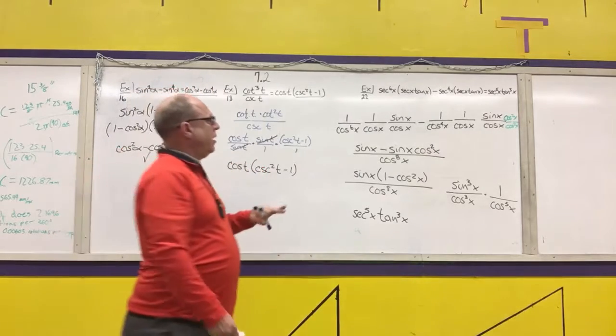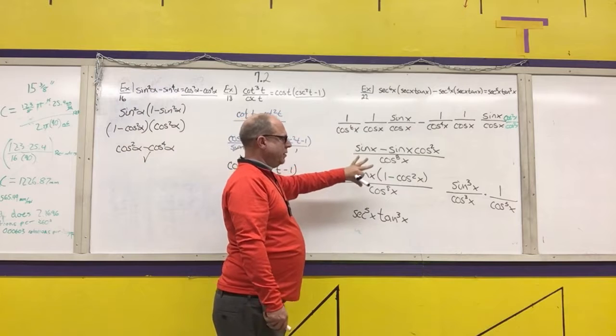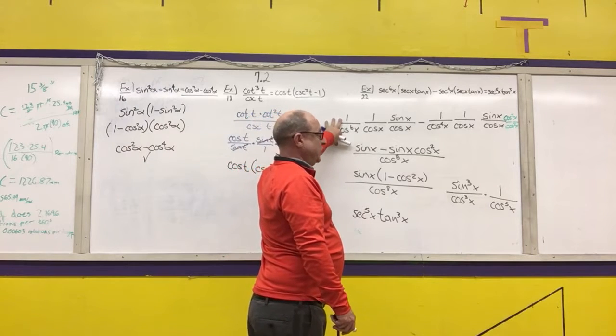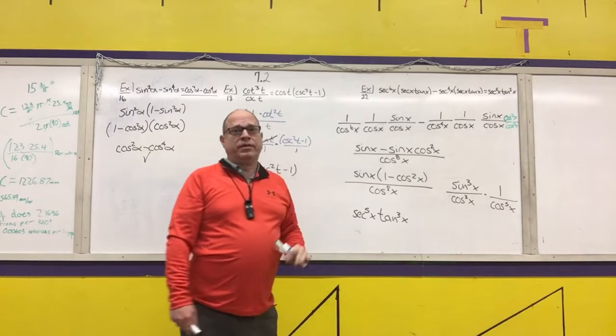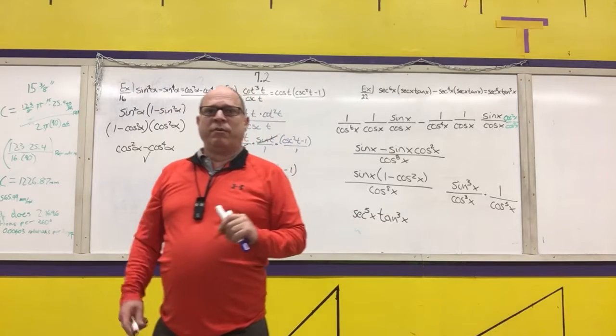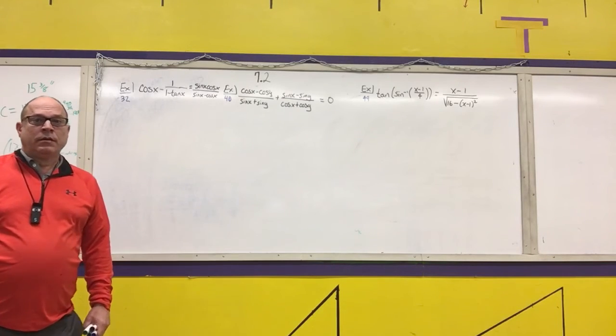Okay, so again, I turned them into the fundamental trig functions. I did all my little algebra. Or actually, this is not even algebra, it's arithmetic. Did the arithmetic, and then turned them back using my trig identities. Got one more group of examples, and we'll be done with 7.2.